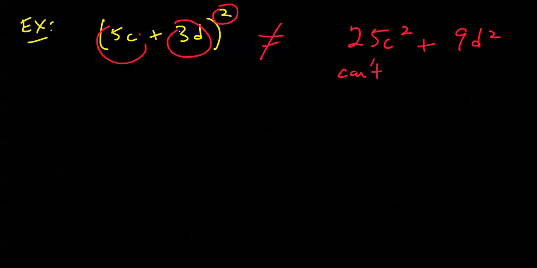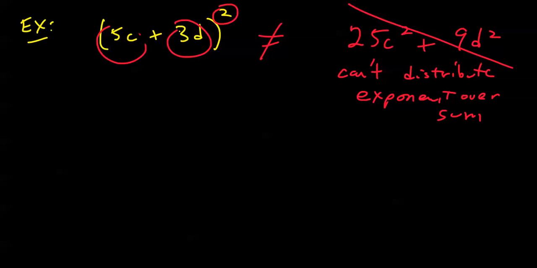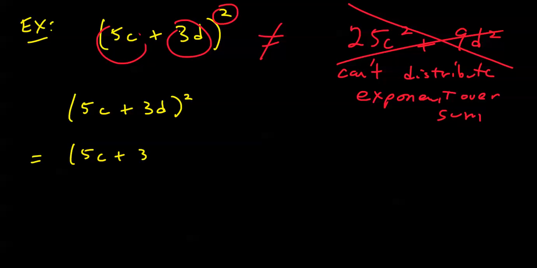You cannot distribute an exponent over a sum. So I'm going to cross this answer out because it's no good. Well, what can we do then if we've got 5c plus 3d squared? When you're squaring a binomial, that really means you're multiplying a binomial times itself. So I can write this as a product of two binomials.